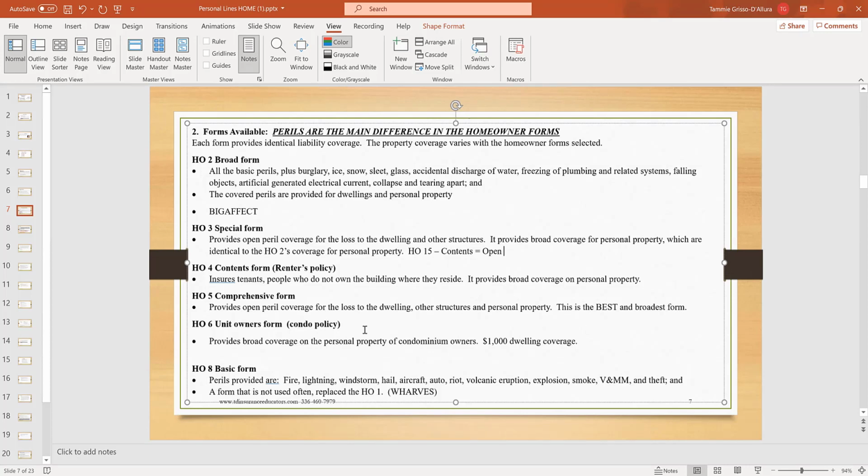Your HO6 is that condo policy. And again, your condo association is going to cover your building. So it provides broad coverage, all of your broad perils on the personal property of the condo owner. Now, there is typically $1,000, sometimes $5,000, on the dwelling coverage. So just check with your companies on that.